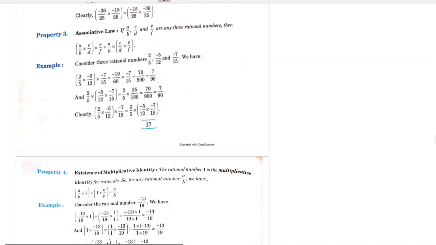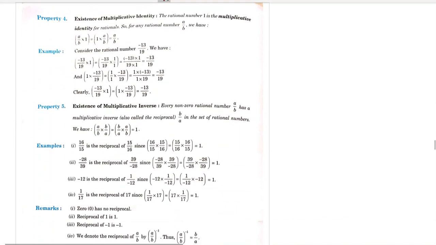Associative law. If any three rational numbers are there, you can multiply them in any grouping order. Still the answer will be the same. Fourth property, existence of multiplicative identity. Now, what is multiplicative identity? This is important. Now, you know the additive identity for rational numbers. 0 was the additive identity, meaning if you add 0 to any number, the answer would be the same rational number.